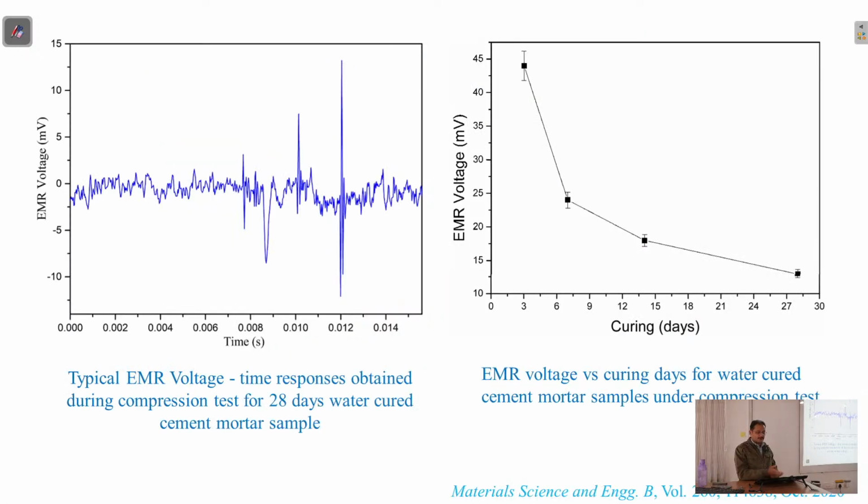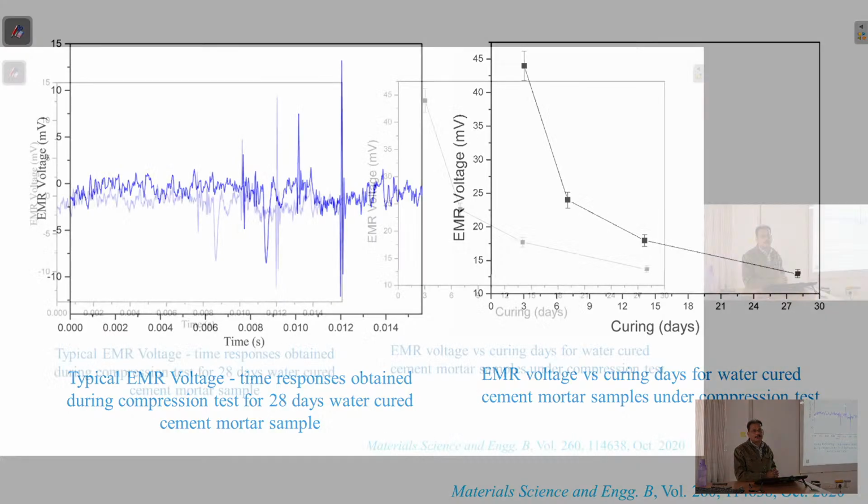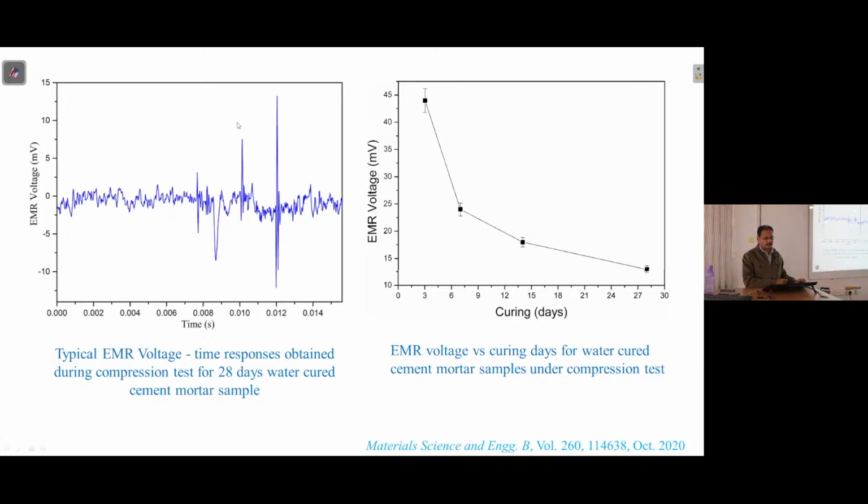So this one is for the experiment done on the UTM. This is one sample signal that is obtained. During loading until fracture nothing was obtained, but by the time fracture occurs, this kind of signal could be obtained. This shows the variation of these signals as the number of days of curing increases, beginning from close to 45 millivolt and then falling to close to 13 millivolt for 28 days cured samples.